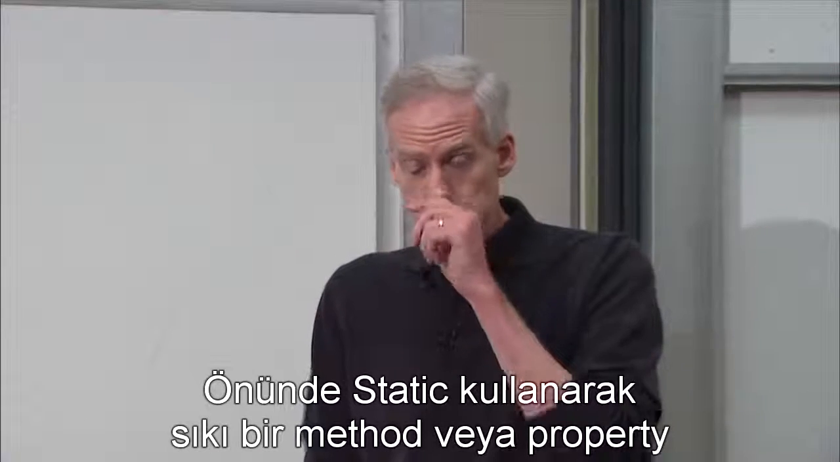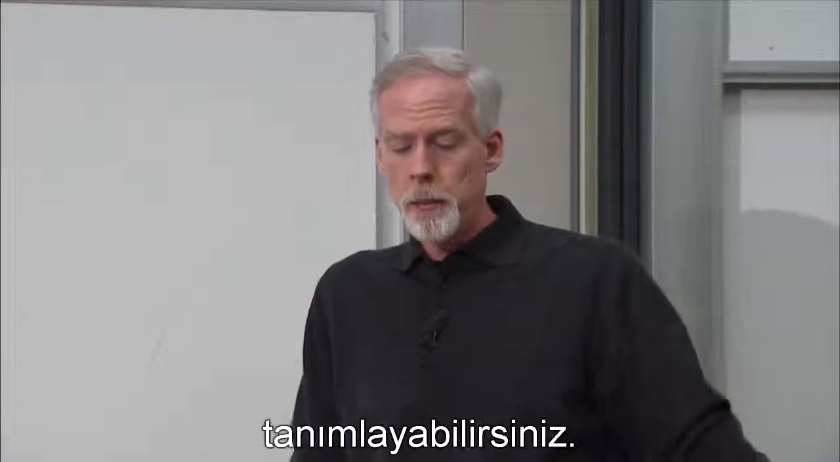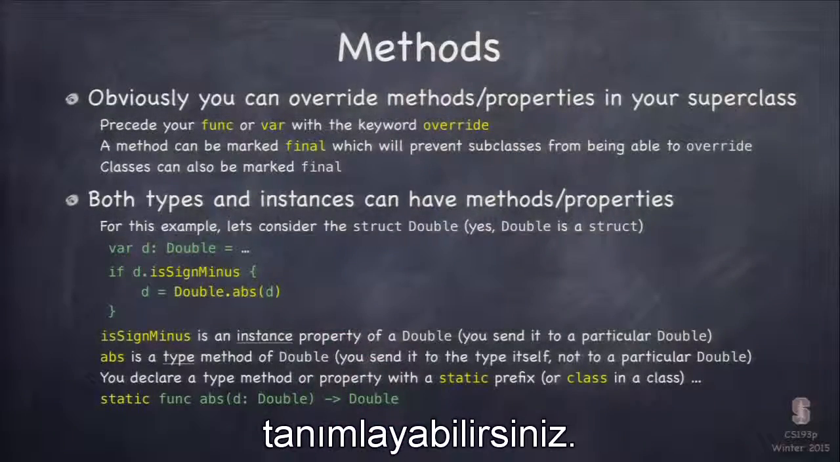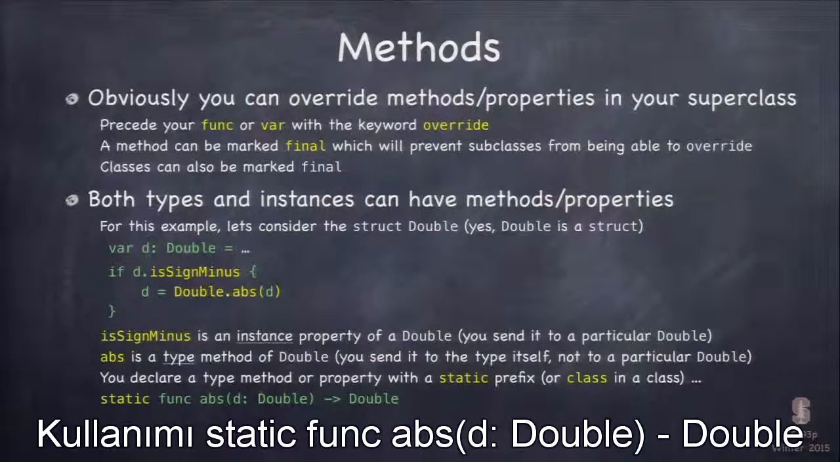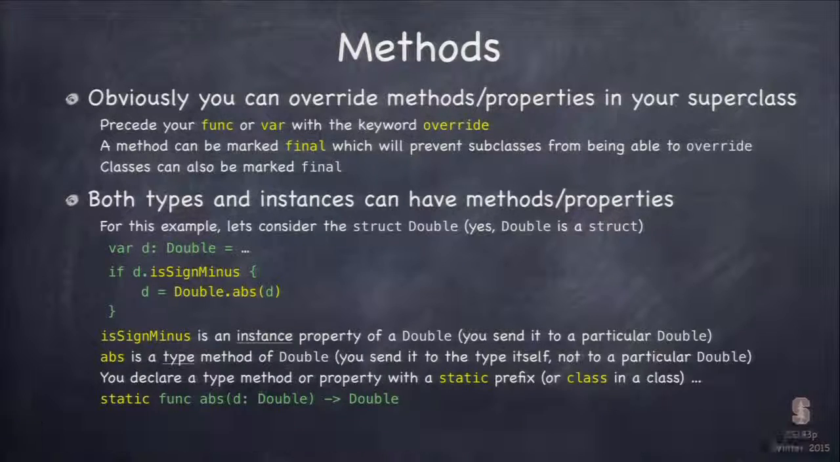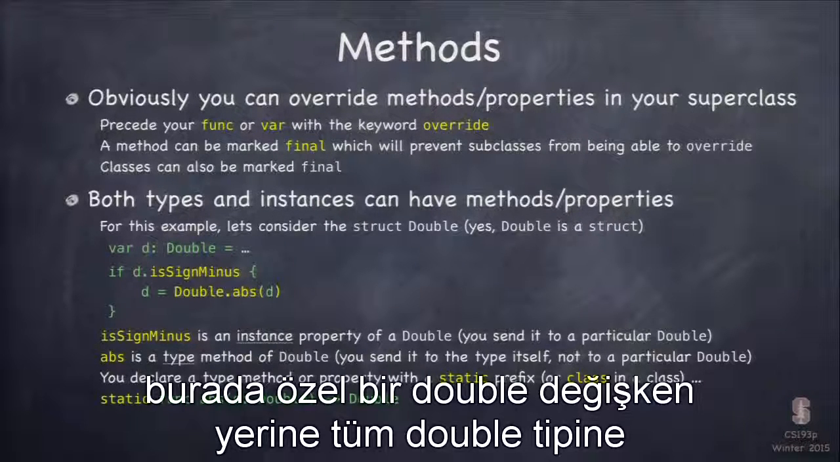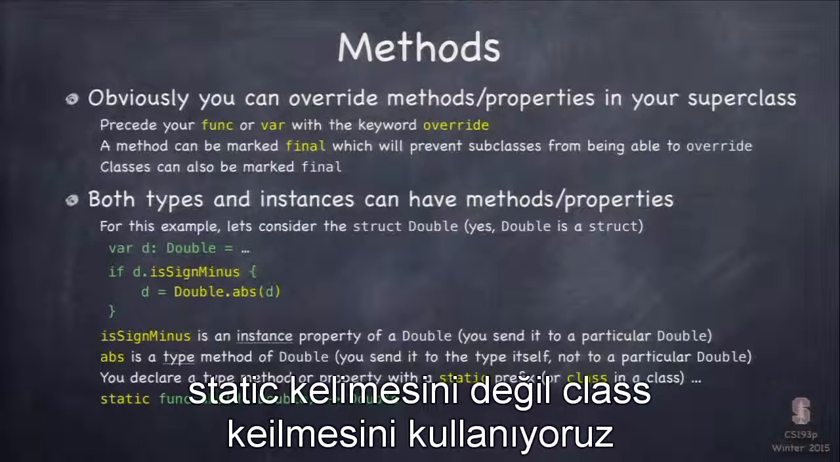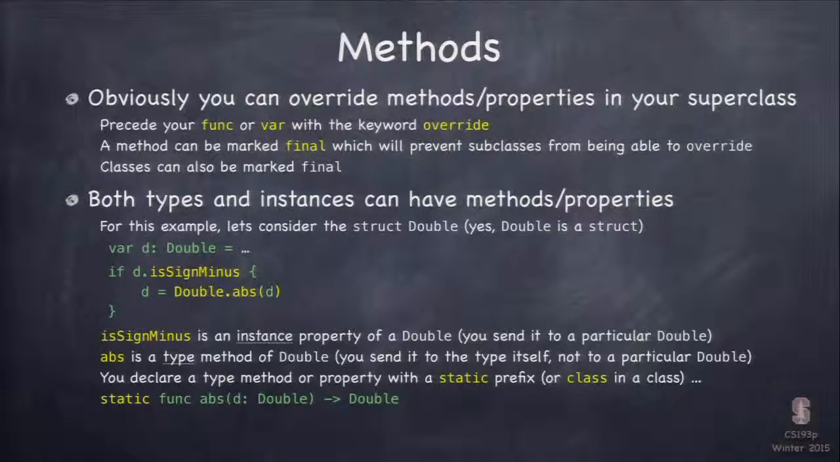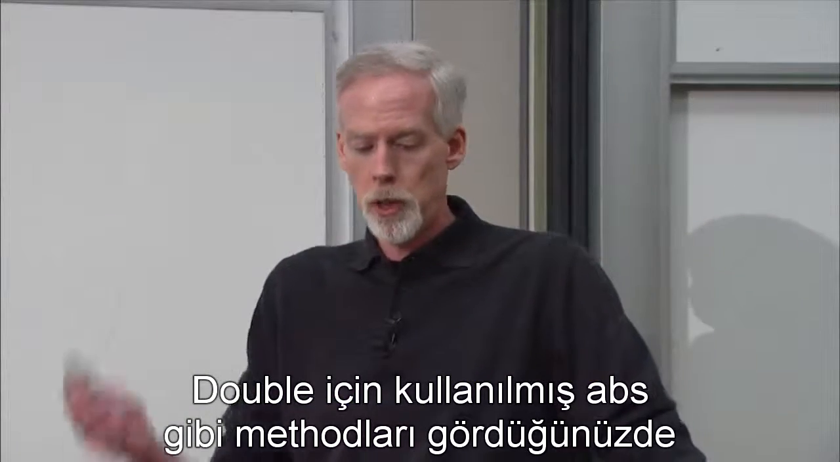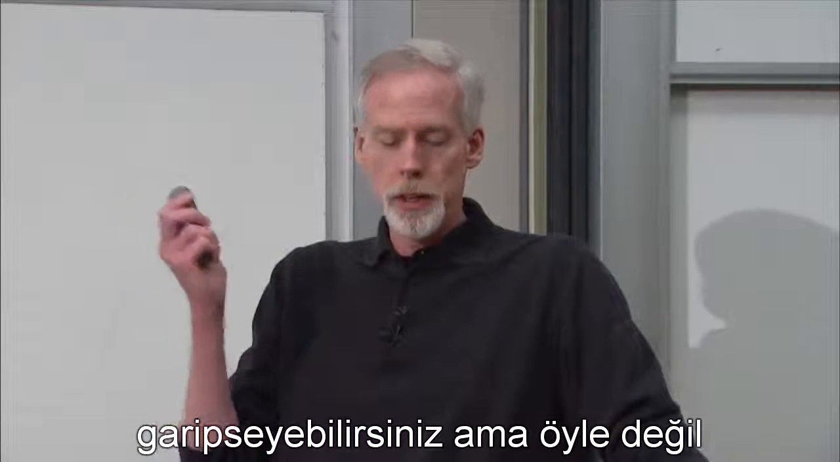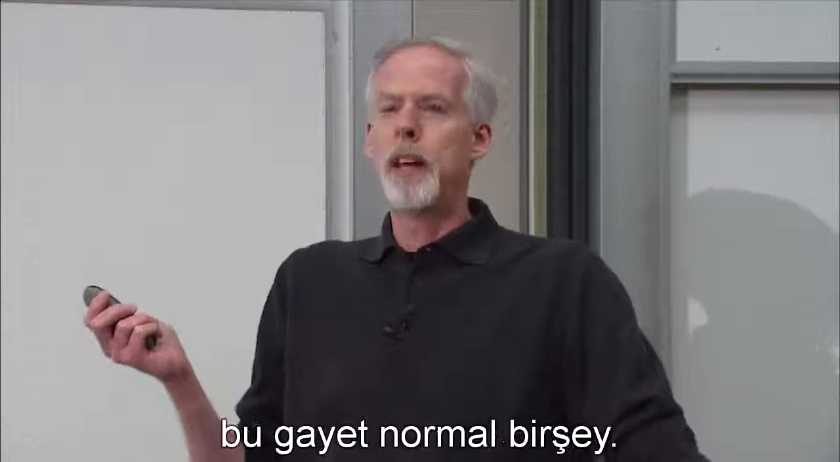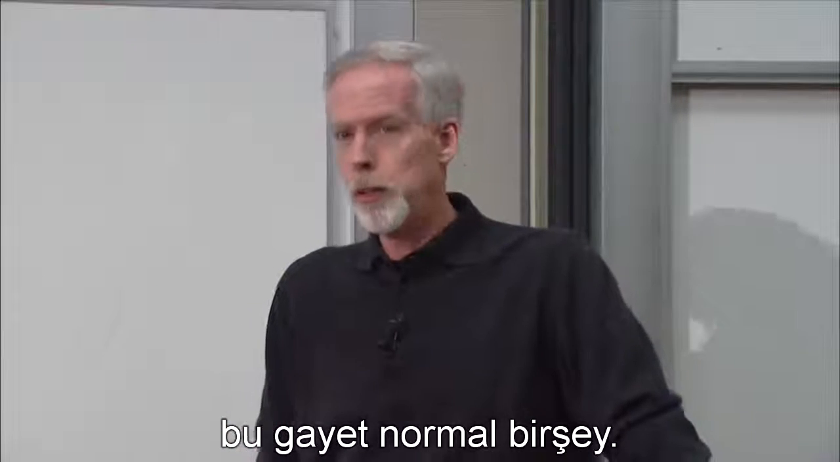You declare a type method or property by using static in front of it. Like abs, there would be static func abs takes a double, returns a double. And that makes it so that you send it to the double type instead of sending it to a particular double. In a class, you use the word class, not static, because it's called a class function. I just don't want you to be confused when you start seeing methods like abs that are sent to the double type. That looks kind of weird, but it's perfectly normal.